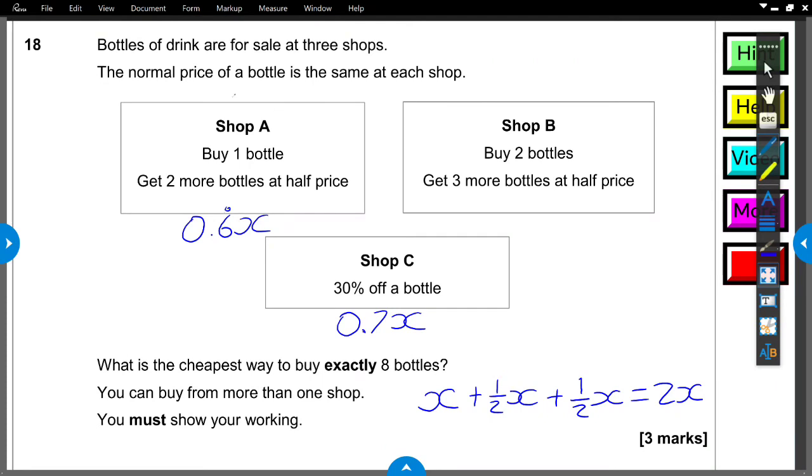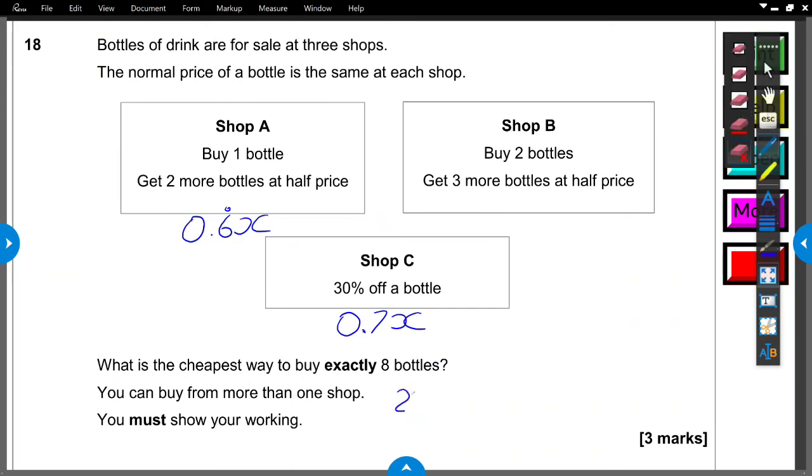So far we can see that this shop A is cheaper than shop C, but we need to have a look at shop B as well. And we can do a similar method. So we can think about buying 2 bottles. That's going to be 2 lots of x for that. And then buying 3 more bottles at half price. So 3 more bottles, half x. If we add these together, we have 3 lots of a half, that's 1.5.